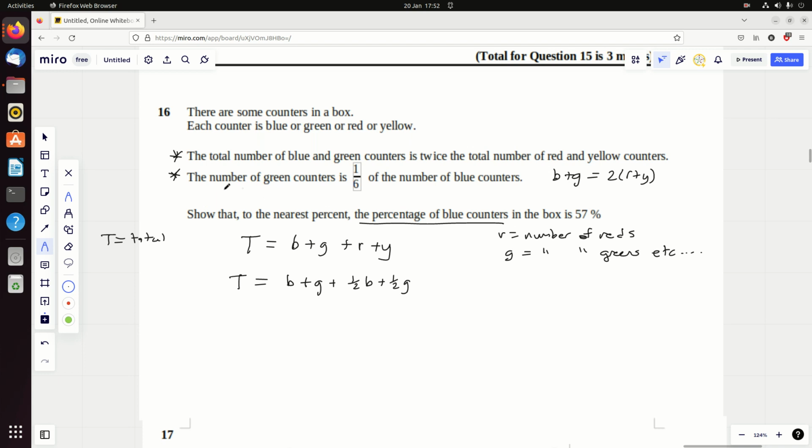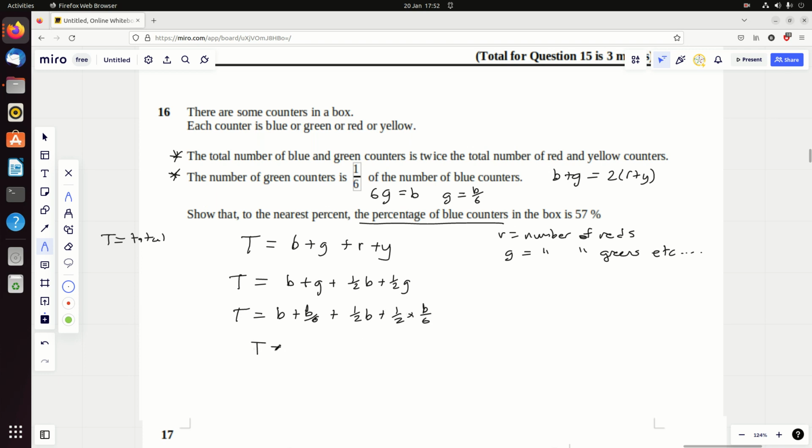Okay, what's the other thing I'm told? Number of green counters is 1/6 the number of blue. Now, using this, if that's 1/6 the number of blue, then times the greens by 6 and you get the blues. In other words, G is B over 6. Now I can write down the total as B plus B over 6 plus a half B plus a half times B over 6.